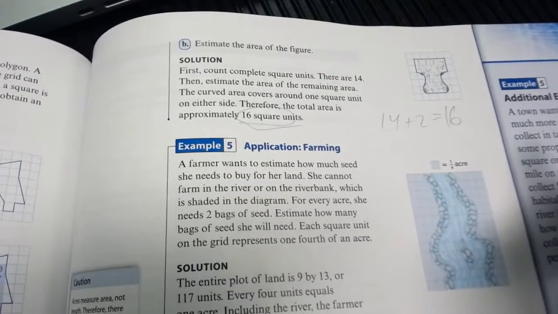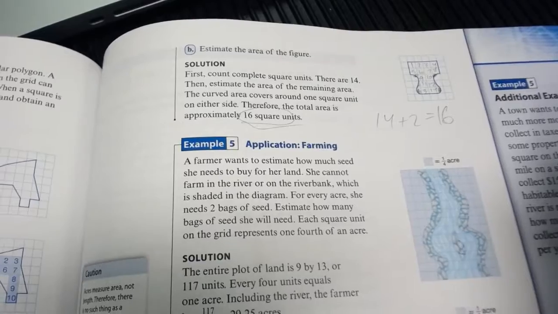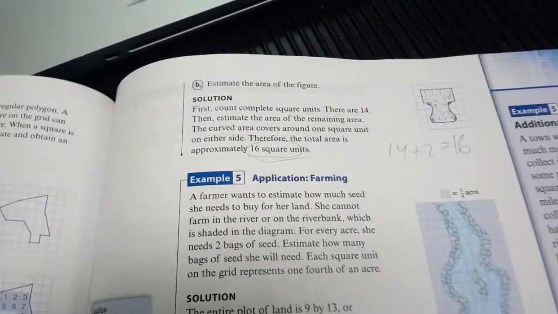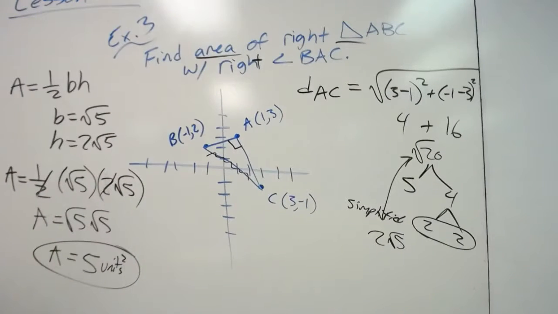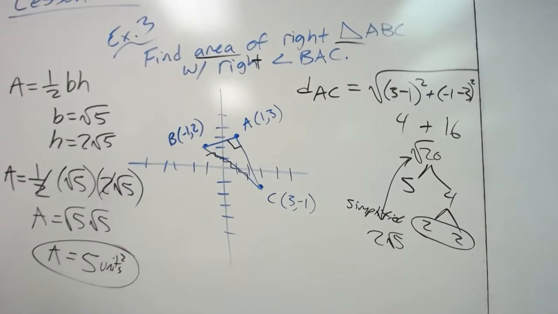And so that's how you do estimating. You're basically just counting what's inside the composite figure and then adding on to it whatever else you see. And that's all we're going to do in lesson 57, but hopefully you understood the estimation part. It should be pretty easy.